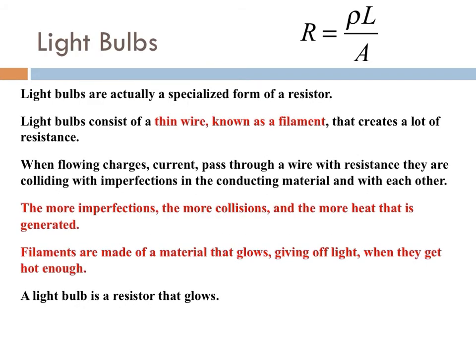Light bulbs are actually a specialized form of a resistor. We know that inside light bulbs, we have a thin wire known as a filament. So as the current goes through our wire, it's hitting a bunch of other particles or other charges and also other imperfections in the conducting material. So the more imperfections, the more collisions, and the more heat that is generated. Again, that relationship with the temperature. So filaments are made of a material that glows, giving off light when they get hot enough. Again, a light bulb is a resistor that glows.